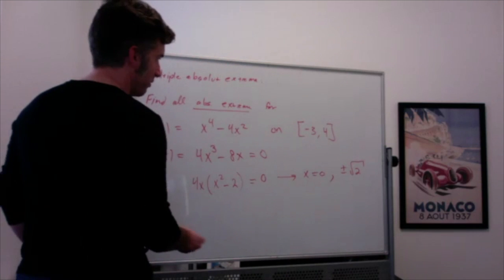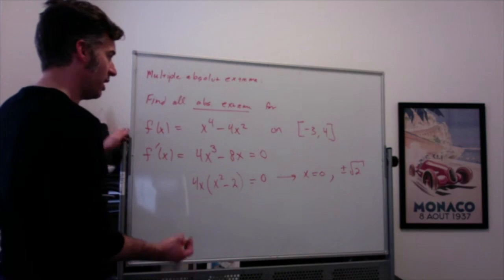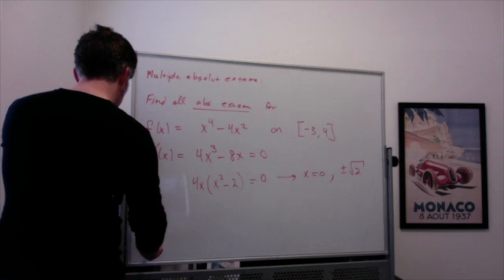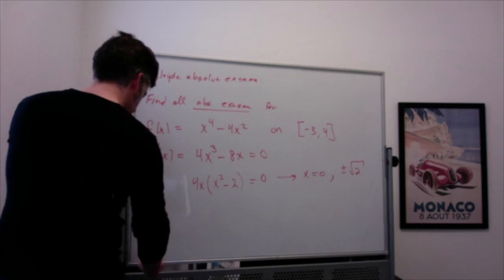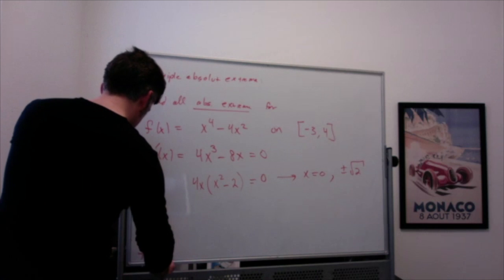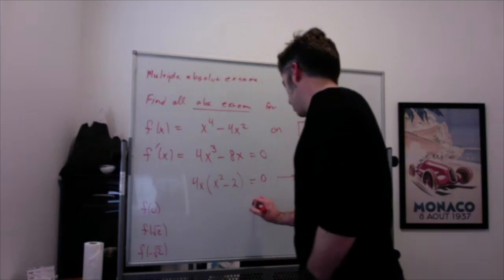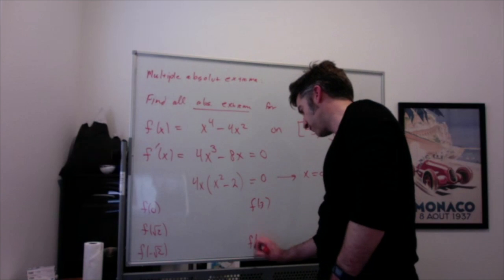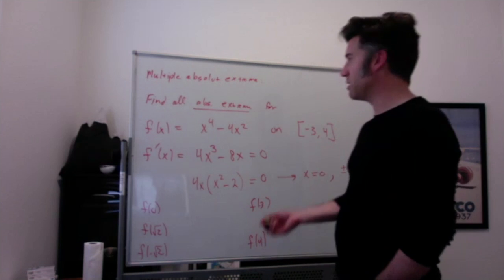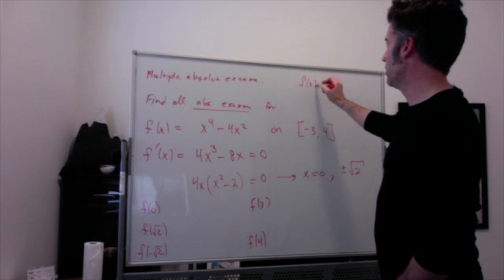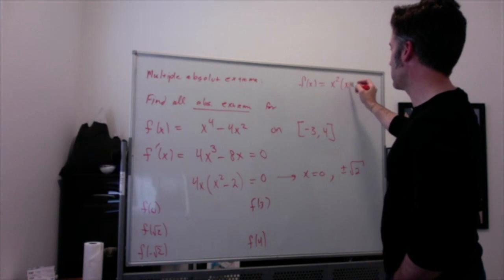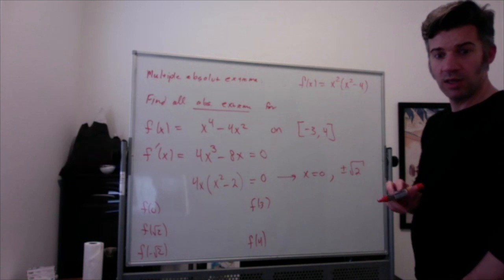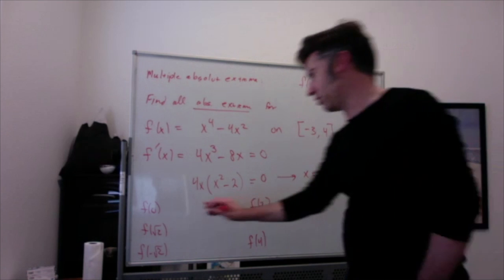So then we're just going to evaluate this function at all of these. I'm going to find f of 0, f of the square root of 2, f of negative square root of 2, and then also f of negative 3, and f of positive 4. And it might be easier if I factor the function as x squared times x squared minus 4. That seems like it might be easier. So let's plug in 0. If I plug in 0, I get 0.